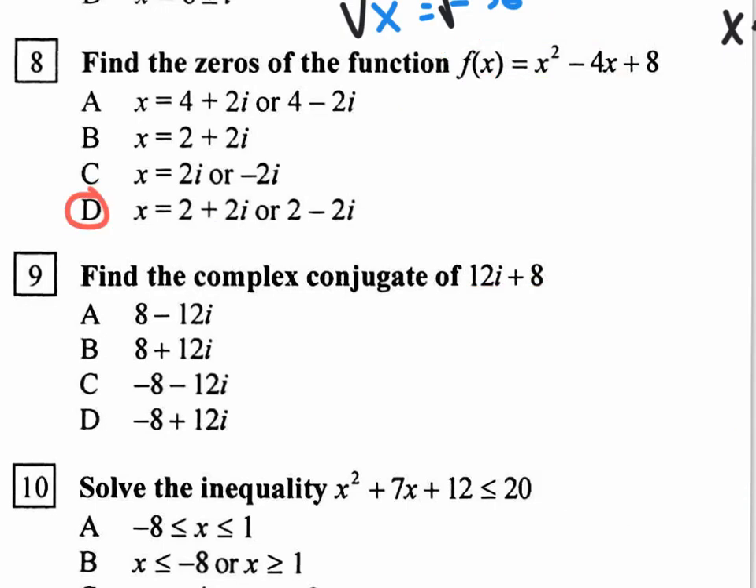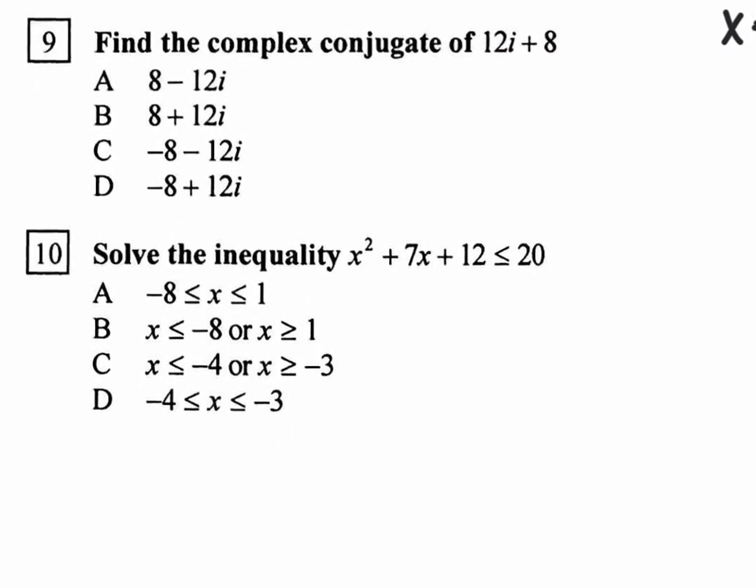Moving on to number 9. Here we go. Find the complex conjugate. I love these. It's like free points, right? What is the complex conjugate? Well, first of all, you need to remember that a complex number has to be written in the form a plus bi, where the a is the real part and the bi is the imaginary part.